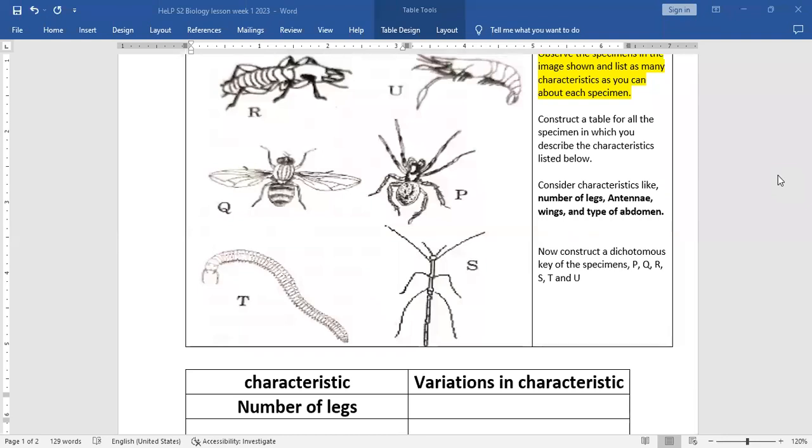None. T does not have one pair of legs. Madam, it has very many pairs of legs. Many legs. Each segment. Thank you. So T has many legs.